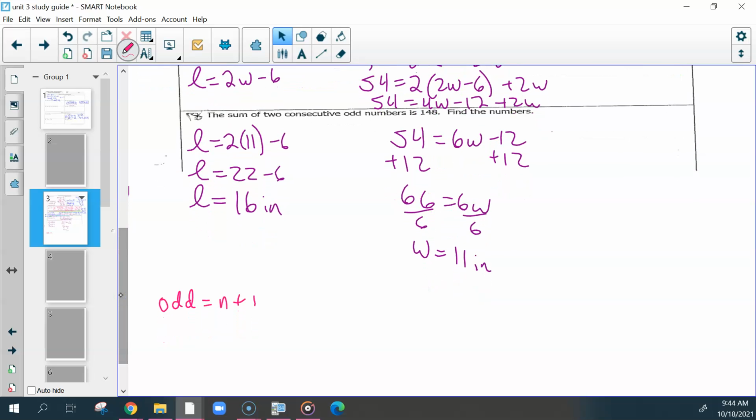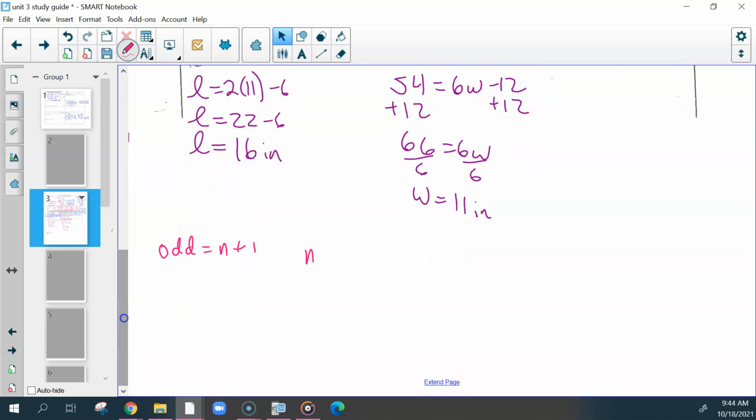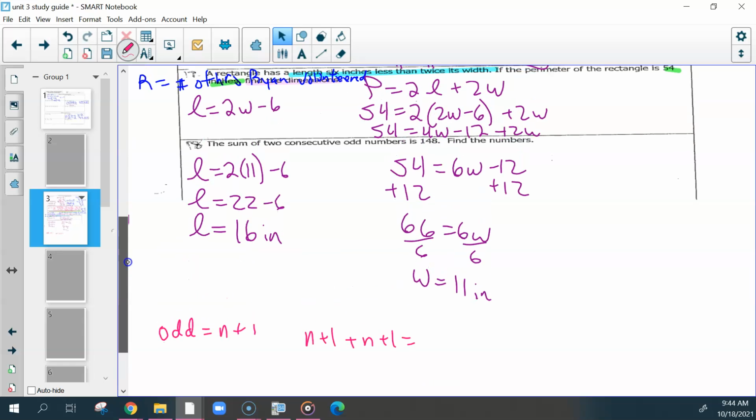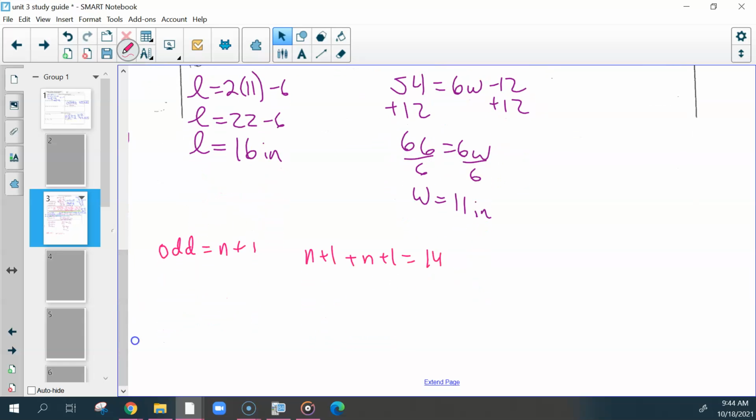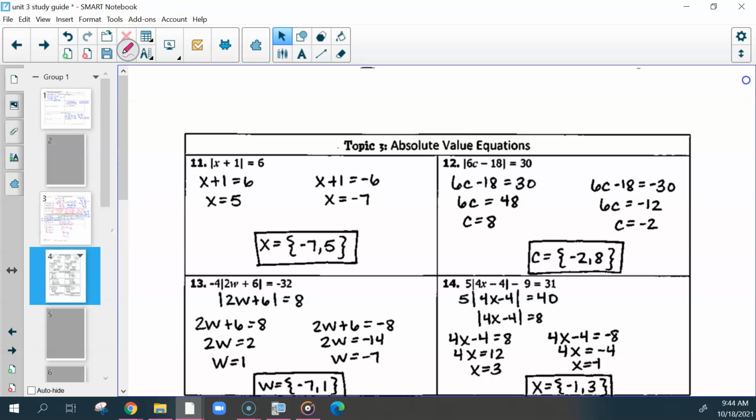We would have one odd and then another odd. So we're going to take this and add it twice, and the sum is supposed to be 148. I feel like I started setting that up wrong. Hold on. I don't know if this is right.